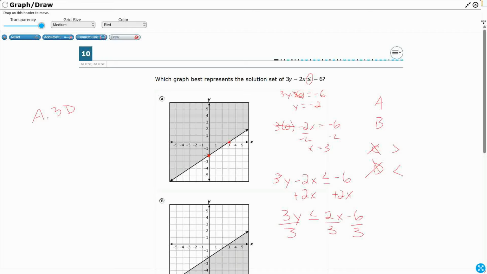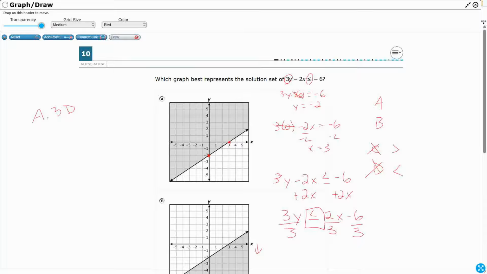But most importantly, what I'm looking for is, did I flip my inequality? I did not flip my inequality, and we could have figured that out by just looking at the coefficient for y. If the coefficient for y was negative, we would have flipped the inequality. In this case, we did not. Therefore, it's a less than, which means we're going to be shading below.